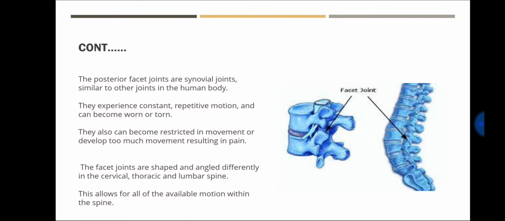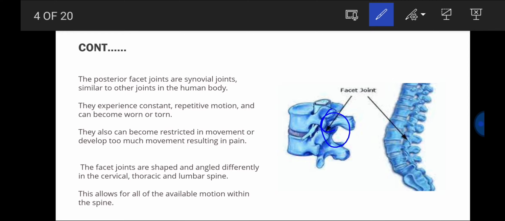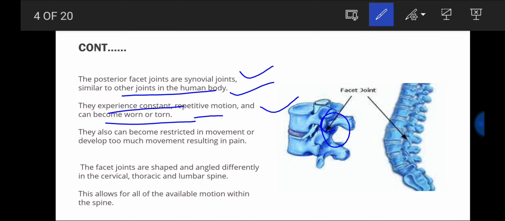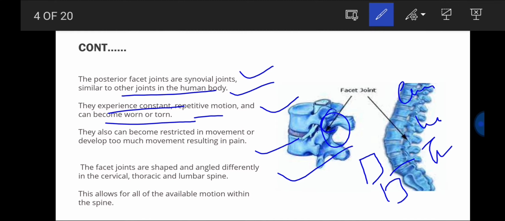The posterior facet joints are synovial joints, similar to other joints in the human body. They experience constant repetitive motion and can become worn and torn. They can also become restricted in movement or develop too much movement, resulting in pain. The facet joints are shaped and angled differently in the cervical, thoracic and lumbar spine. This allows for all the available motion within the spine. So the alignment of the facet joints is different in the cervical, lumbar and thoracic regions.